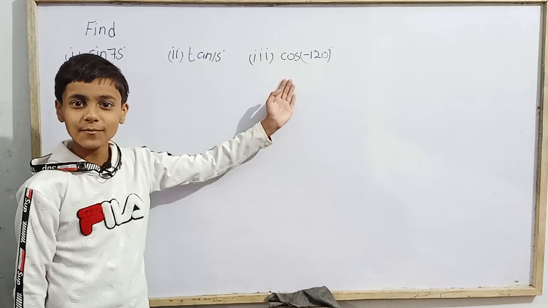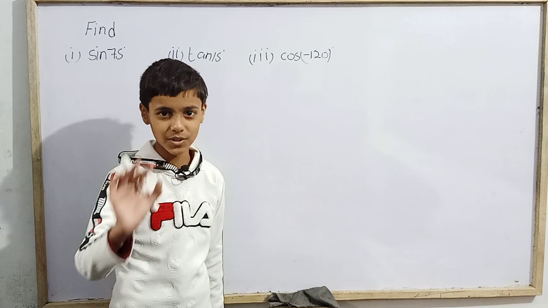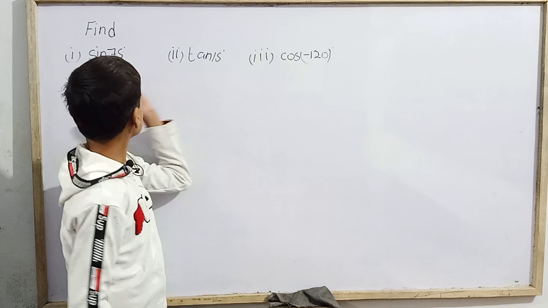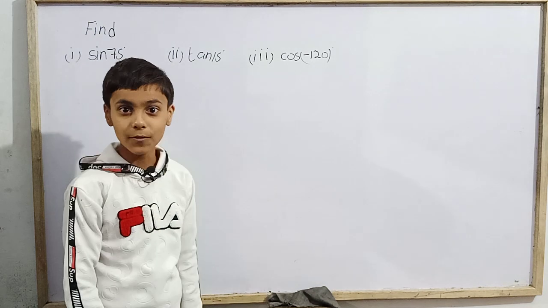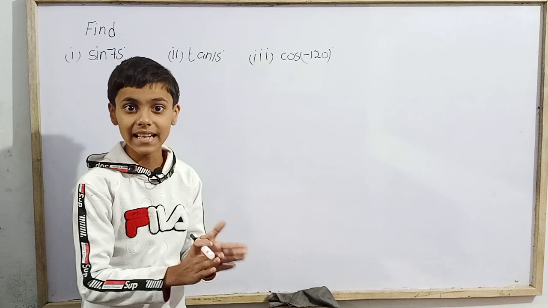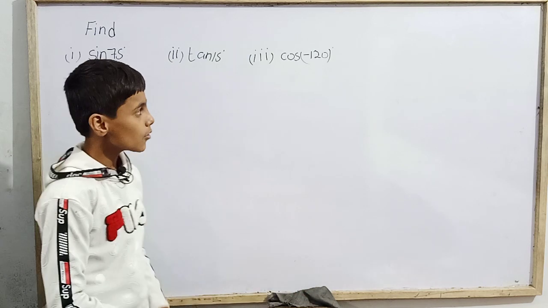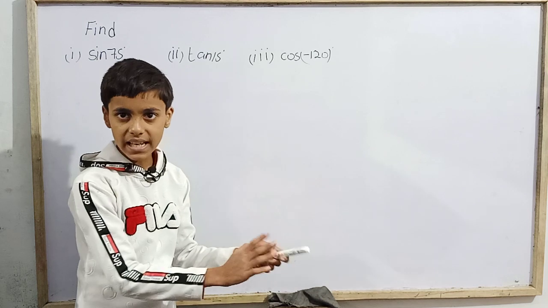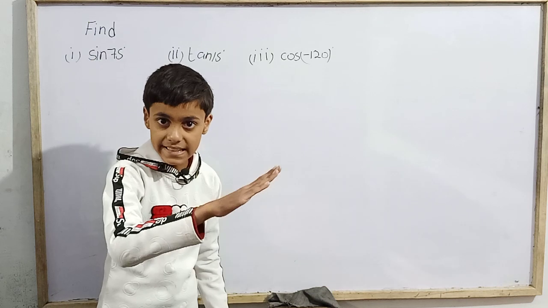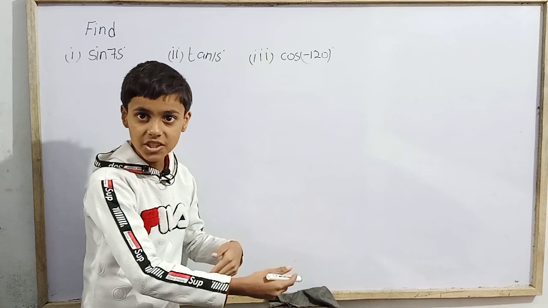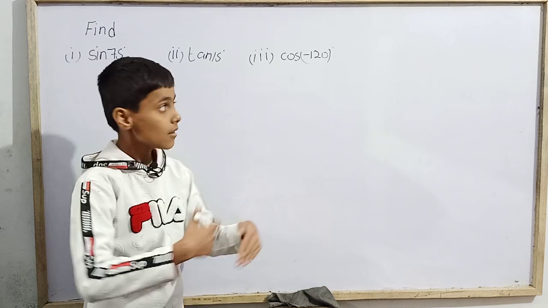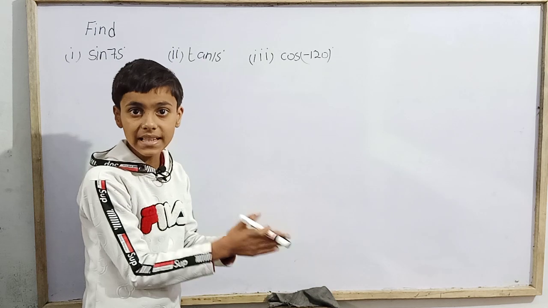So this is my question number third and a really very beautiful question, cos of minus 120 degree. Until now, sine of 75 degree and tan of 15 degree, we had not dealt with negative angles, but now we are going to deal with the negative angle. Negative angle means, suppose what is an angle? Angle is the measurement of the rotation. Suppose we have a ray with its initial side and terminal side, how much we rotated from the initial side to the terminal side, that measurement is called the angle.